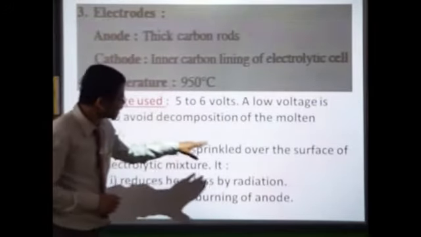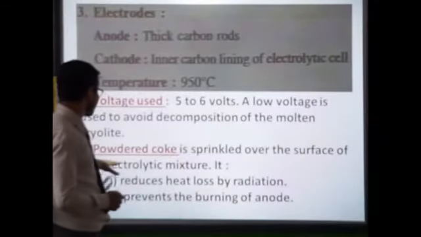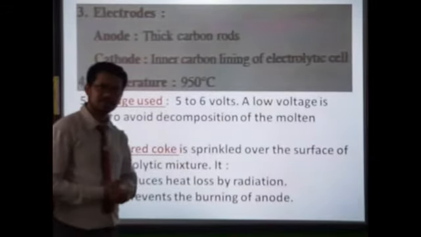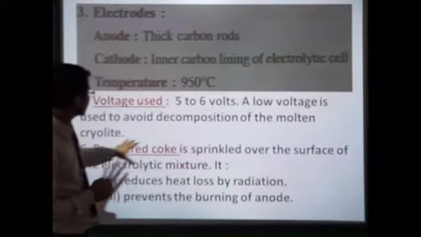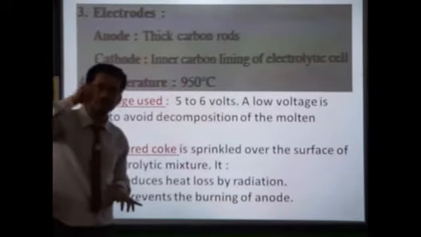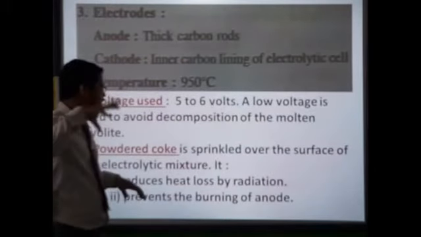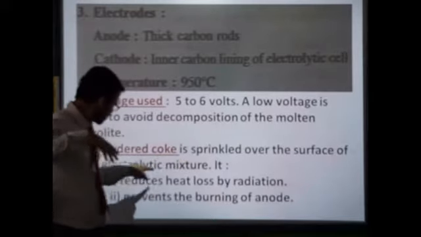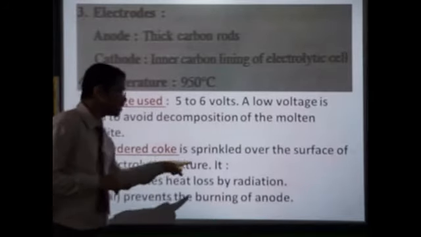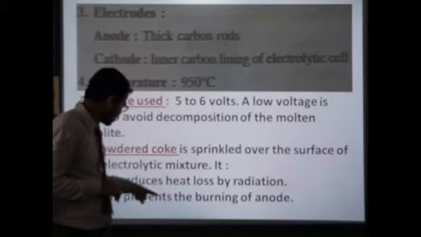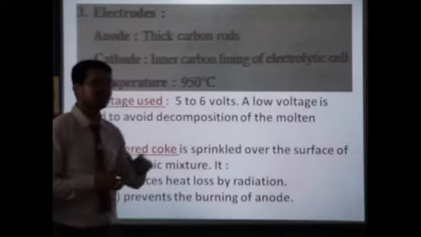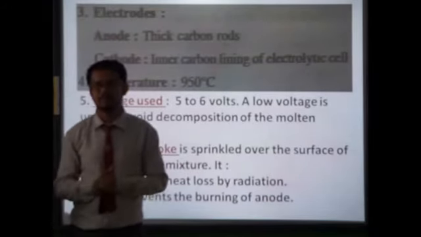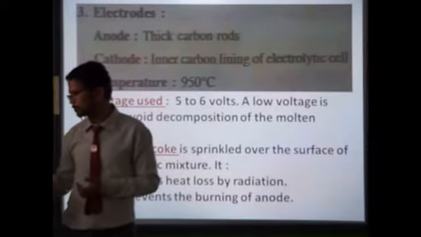Powder coke is sprinkled over the surface of the electrolytic mixture. What is the function of this powder coke? It reduces heat loss by radiation, number one. Number two, it prevents the burning of anode. It does not allow anode to burn.